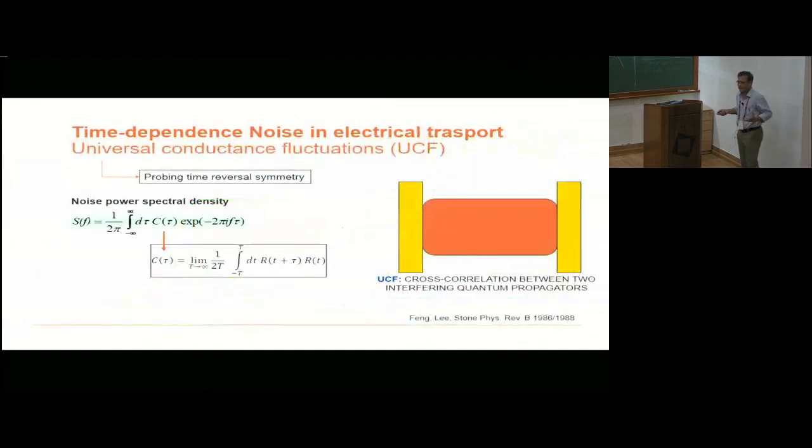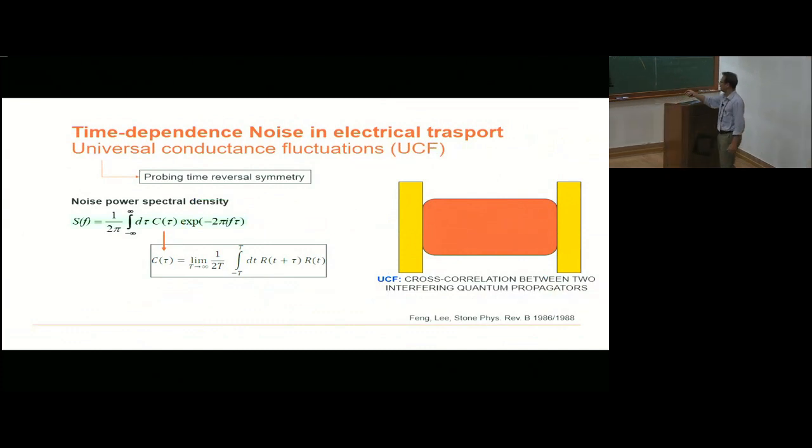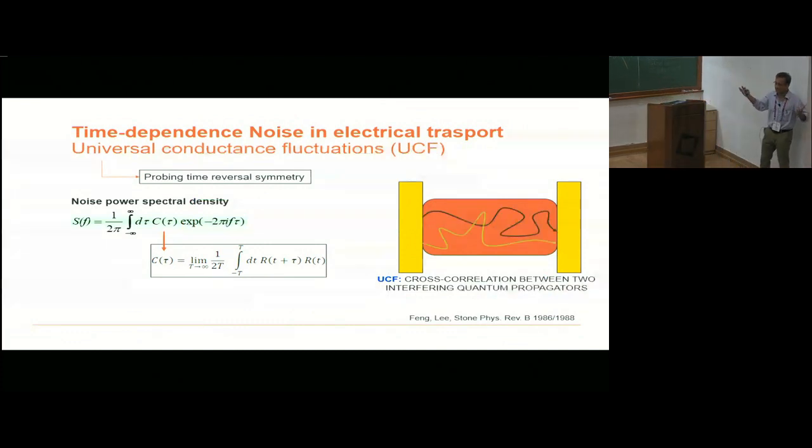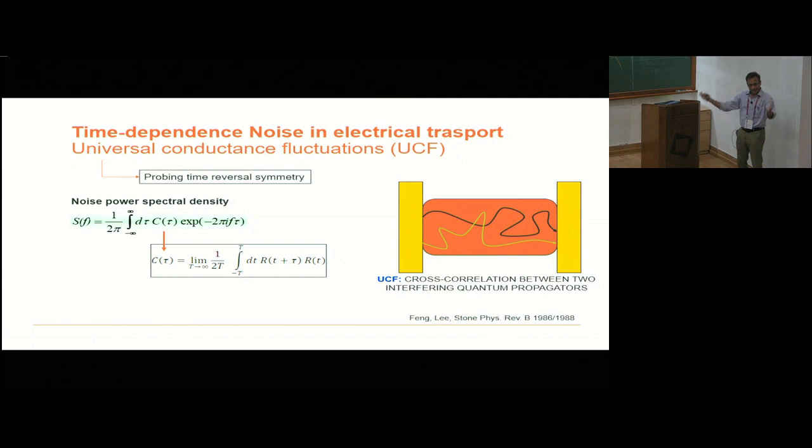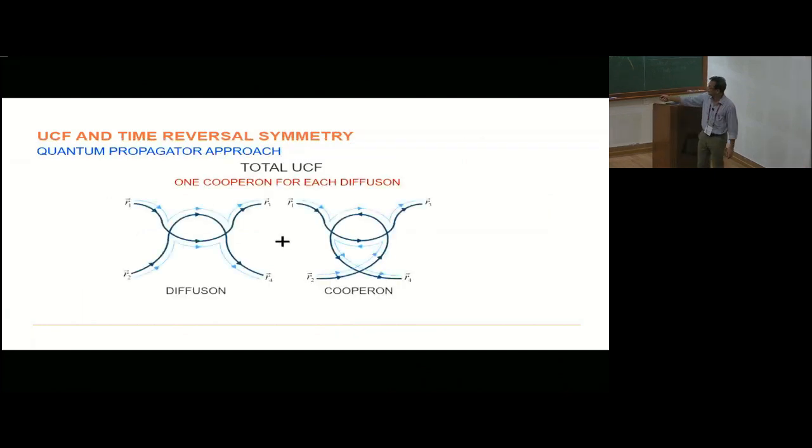Now, what is noise? At the end of the day, noise is nothing but an autocorrelation function of two different paths. And in the quantum interference regime, if you look at the standard propagator framework, it is nothing but a cross correlation between two paths of an electron that goes from the source to the drain. I can essentially categorize all these pairs of paths in two ways. One is called a diffusion, which goes from here to here, and essentially at every point they are moving in the same sense, or a Cooperon.